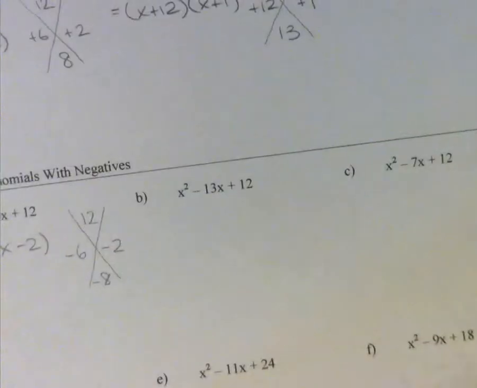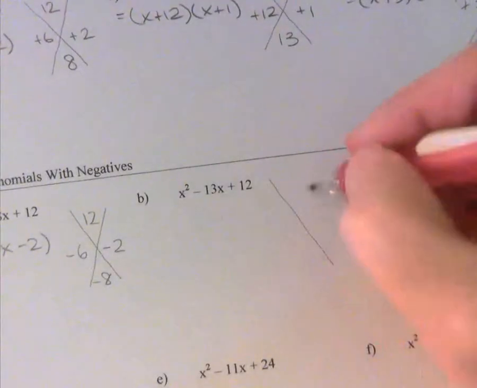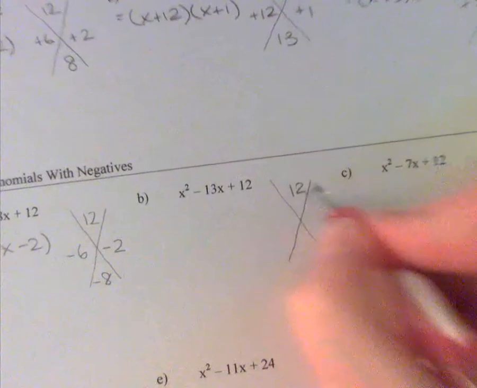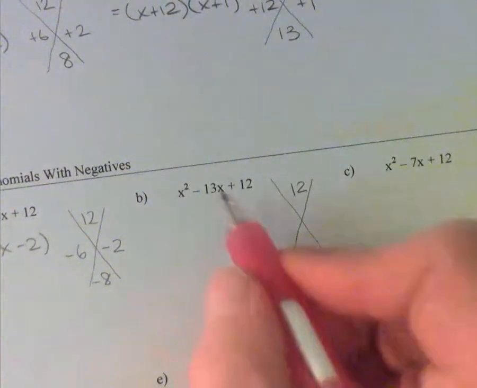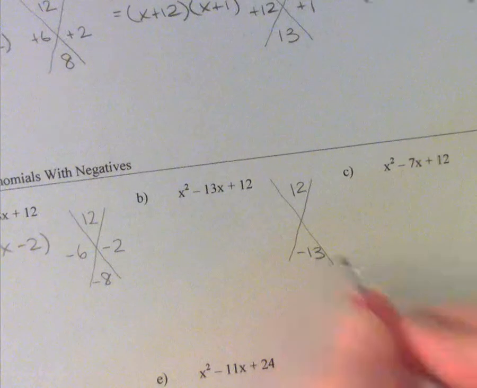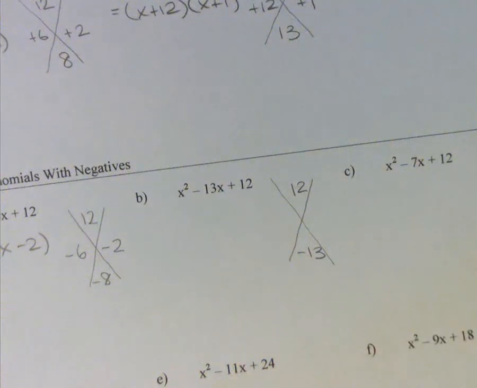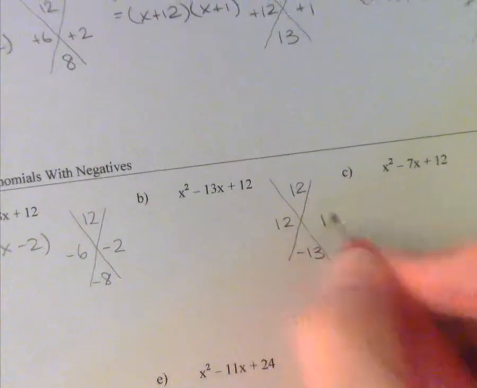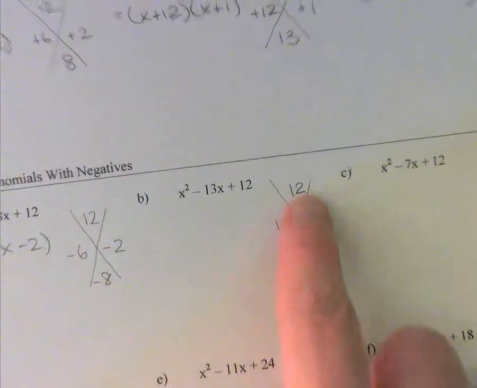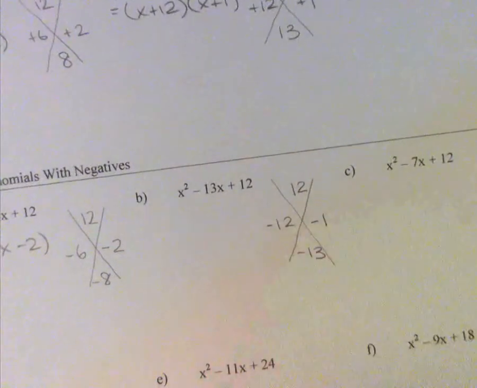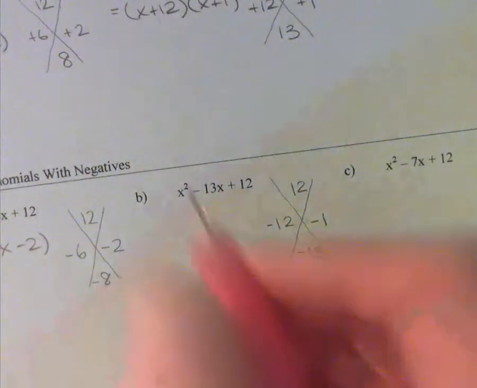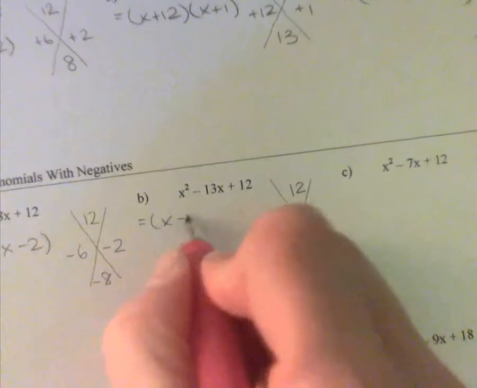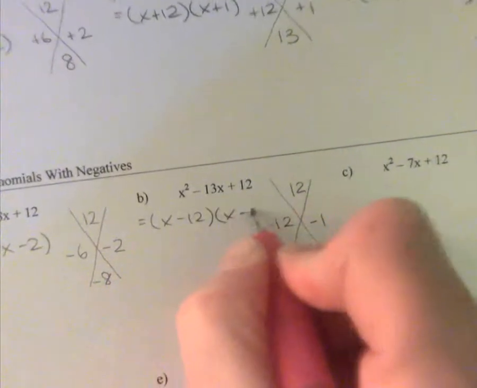Okay, let's look at another one. Okay, again, a product of 12, but this time a sum of minus 13. So we have 1 and 12, 6 and 2, and 3 and 4. For 13, I would pick 12 and 1. 13 is negative and 12 is positive, so both of these need to be negative. So I would say x minus 12 and x minus 1.